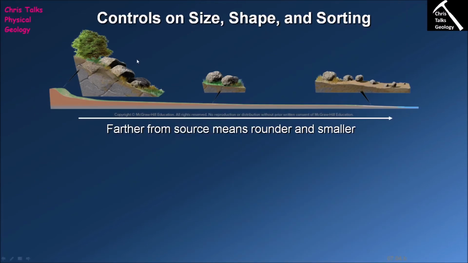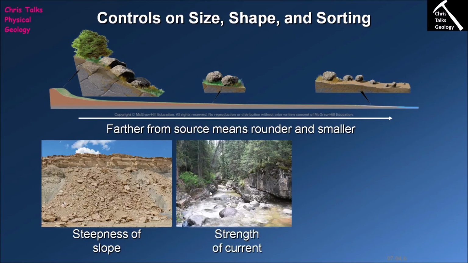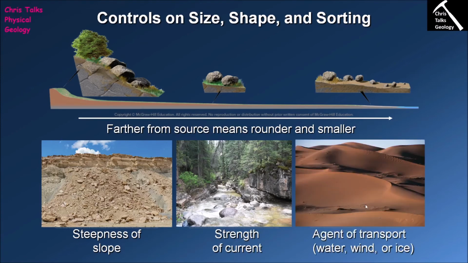So in terms of what we were just discussing, typically the further the source of the sediment is from the location where it's been deposited, the rounder and smaller and better sorted the sediment will be. And we just mentioned that, and it's not really a particularly complex idea. Now, there are other factors though that will affect exactly how quickly these changes in size, shape and sorting occur. The first factor is the steepness of the slope. The second factor is the strength of the current, and the third factor is the agent which is actually doing the transporting. In terms of steepness of slope and the strength of the current, those two are intimately related to each other.